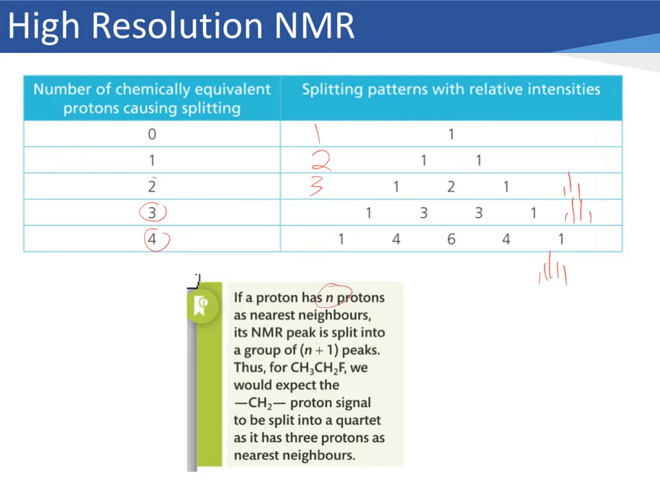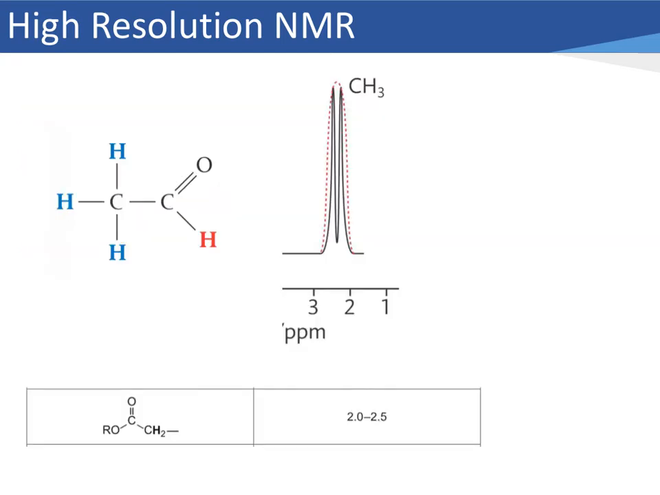So if a proton has n neighbors, then we will have n plus 1 peaks. We'll look at some examples of this, and of course together in class as well. So let's go back to ethanal.